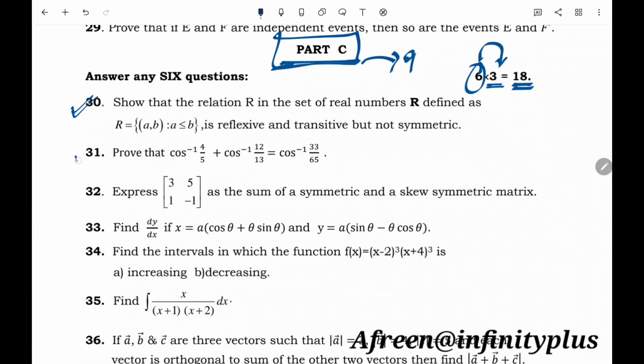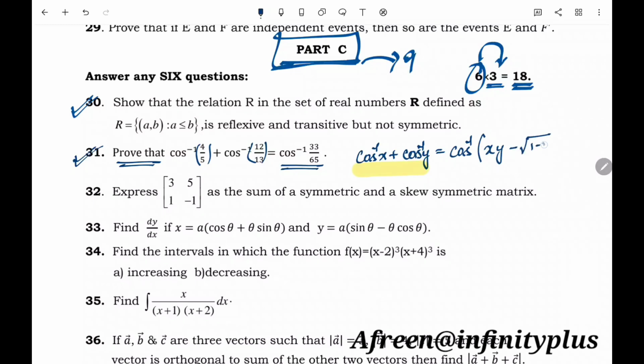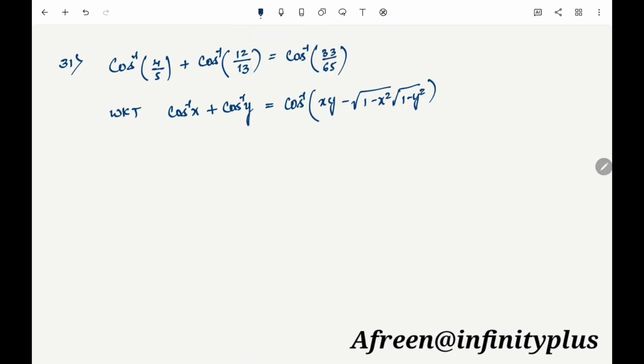So the next question we have is the 31st one, which states: prove that cos inverse of 4 by 5 plus cos inverse of 12 by 13 is equal to cos inverse of 33 by 65. You are well acquainted with the formula: cos inverse of x plus cos inverse of y can be written as cos inverse of x into y minus root of 1 minus x square into root of 1 minus y square. So here I have written whatever the question they have given as it is. Now use this formula in order to get the solution as LHS is equal to RHS.